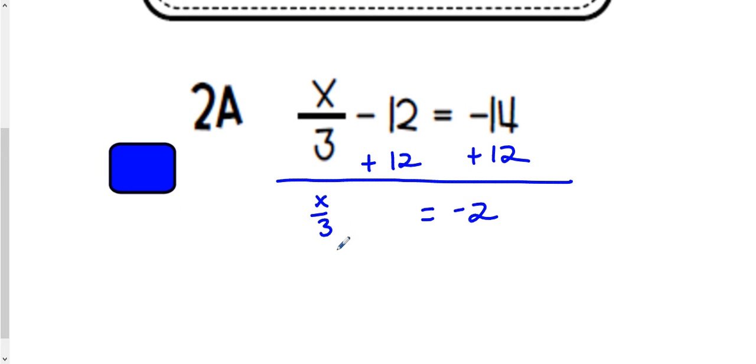Now we have x divided by 3, so we're going to multiply by 3 each side, multiplication property of equality. So 3x divided by 3 leaves us x. Negative 2 times 3 is negative 6.